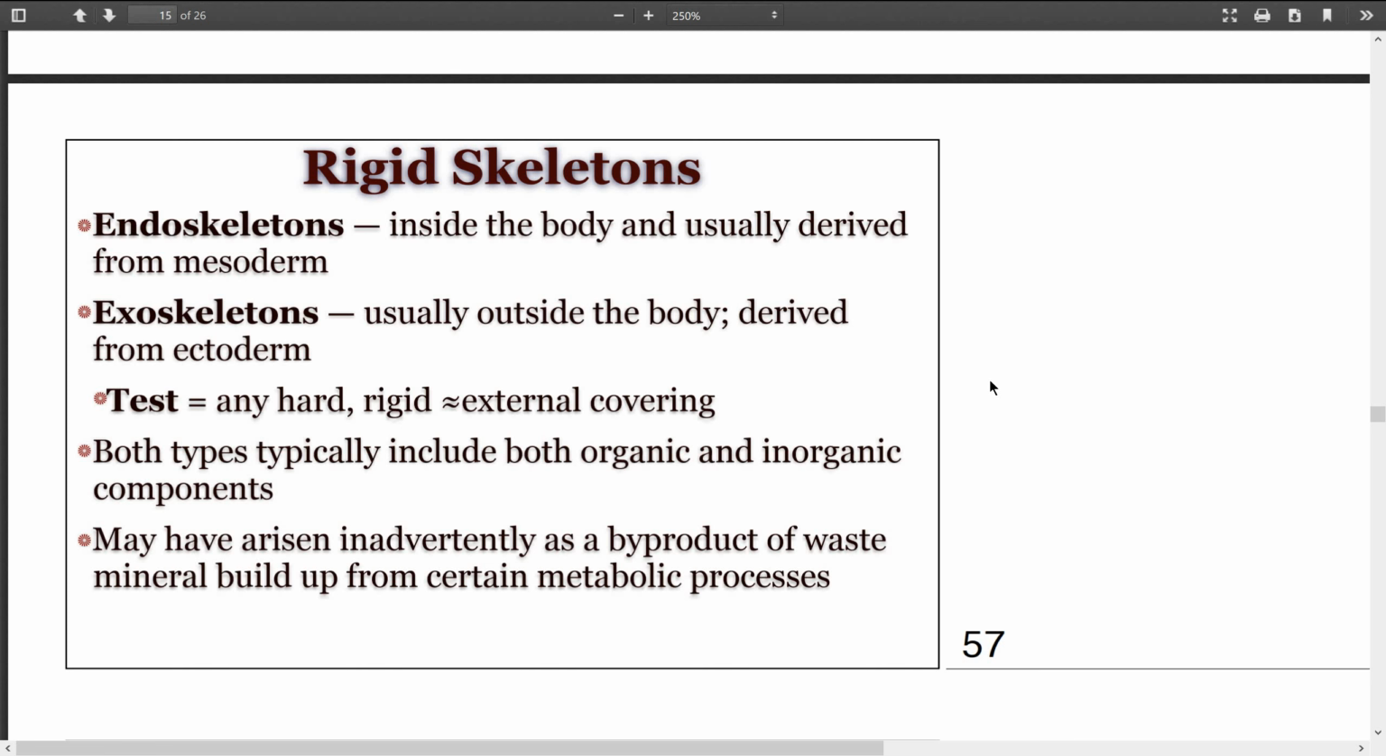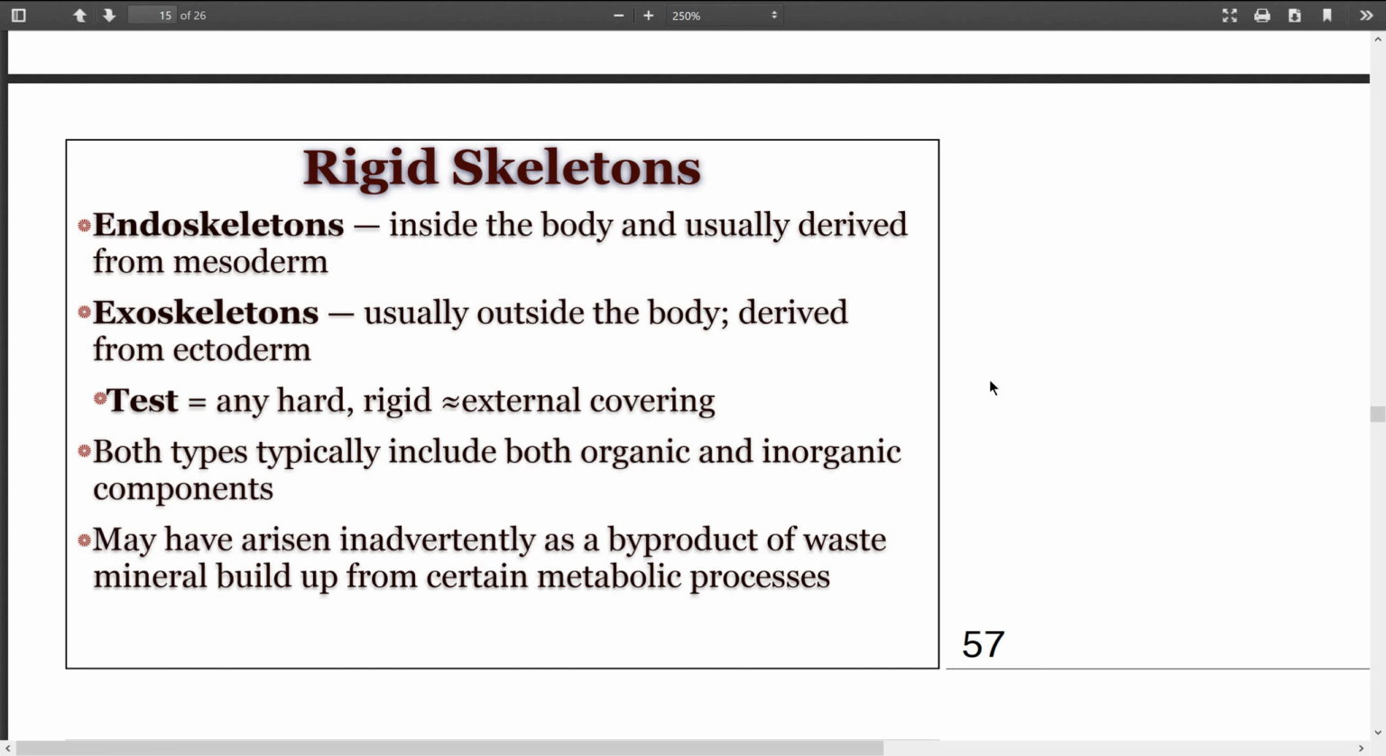So it was originally thought that hard mineralized skeletons perhaps arose as a byproduct of mineralized metabolic wastes, and from there became a useful thing both for mineral storage and protection and things like that. And then after that, it evolved as a structural feature for muscles to act against.